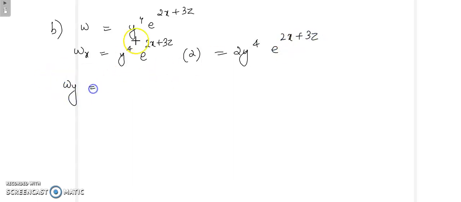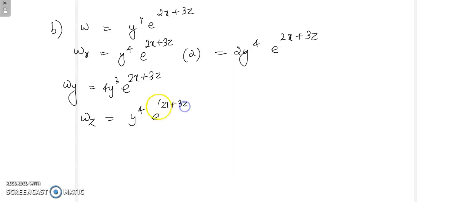Again, when we take wy, the exponential term will be constant. e raised to 2x plus 3z into the derivative of y raised to 4, which is 4y cube. So wz will be y raised to 4 into e raised to 2x plus 3z into 3. That will be the required derivative. So this is how you find the first order partial derivatives of the functions.